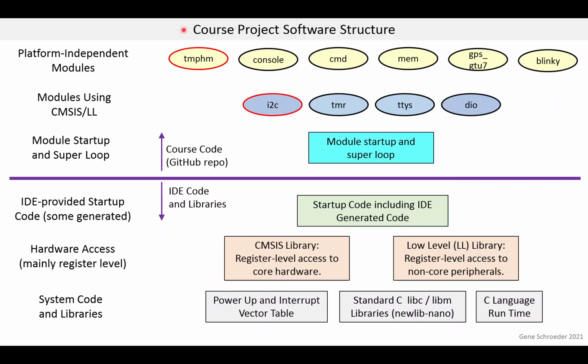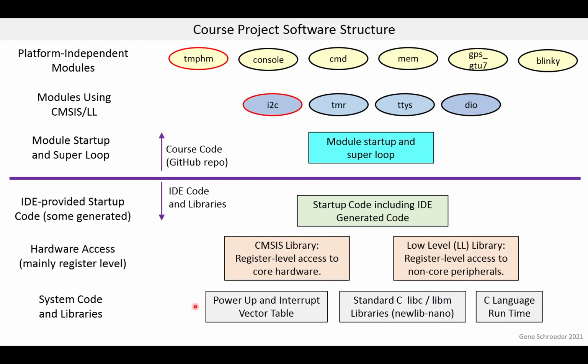This slide gives a complete overview of the structure of the software for the course project. This is to help you see how the I2C module fits in. By the way, this software structure was covered in detail in my previous base MCU course. So it's roughly in layers, and we'll start at the bottom with the system code and libraries, which are the gray boxes. First, we have the power-up code, which is the first instructions executed when power is applied, and the interrupt vector table, which controls which code is executed for the various interrupts.